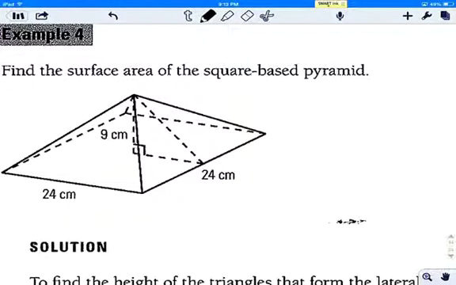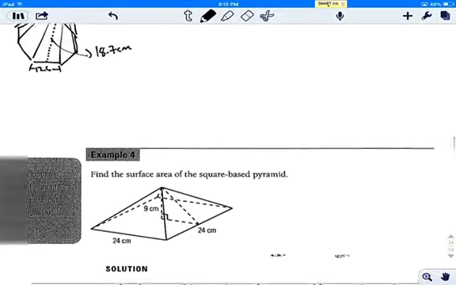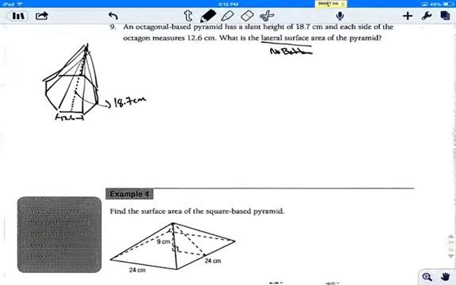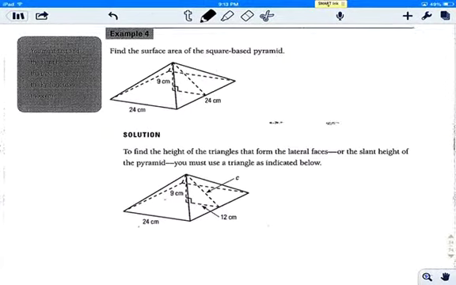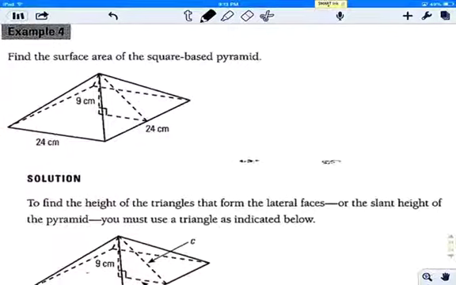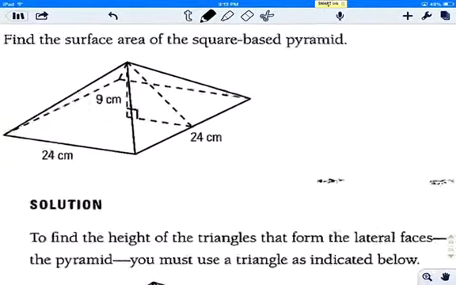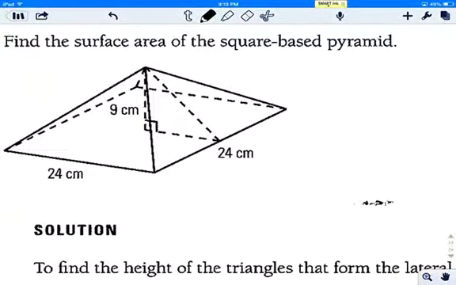Okay, so we're going to take a look at example 4 on page 156. Now, don't go too fast on these ones. You got to be really careful. They're different questions. Okay? We got to see how they're different. So it says find the surface area of this square base pyramid.